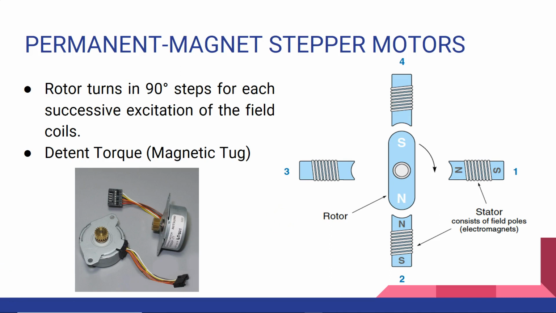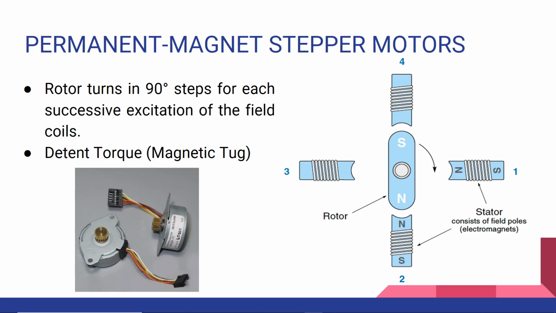In the permanent magnet stepper motor, as I said before, the rotor is made up of a permanent magnet. So here in this picture, this rotor is a permanent magnet, and it has been put into this position where the south side is facing the fourth field pole, and the north side is facing the second field pole. So these are the four field poles you see, or you can say they are stator poles, or they are electromagnets.